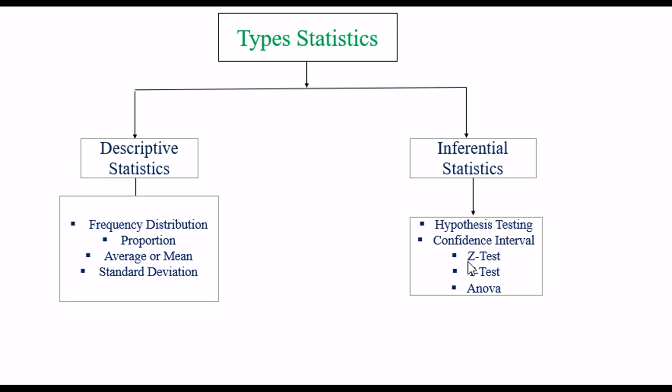Then the z-test and t-test, which are test statistics, and we use them to either reject or accept the null hypothesis. Then lastly, we have ANOVA, analysis of variance. This one is testing the equality of variances.